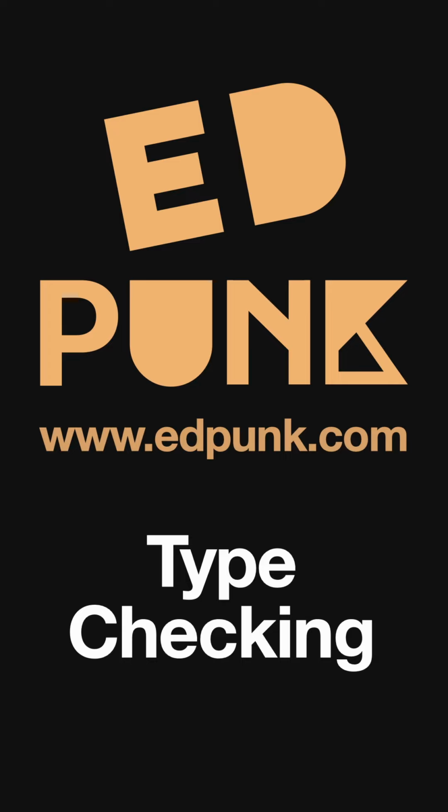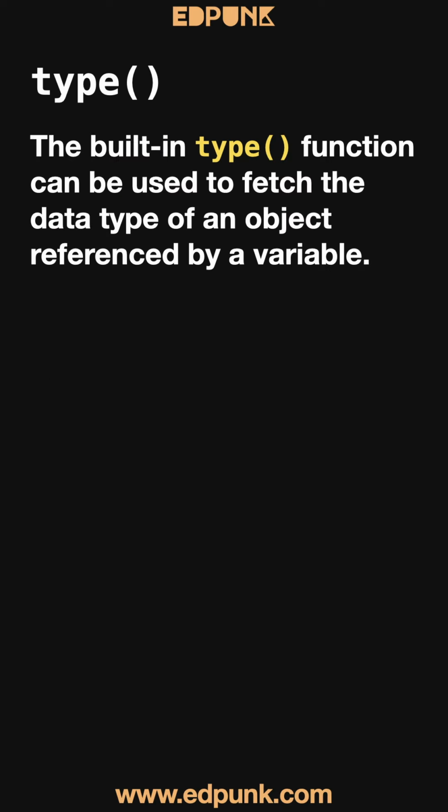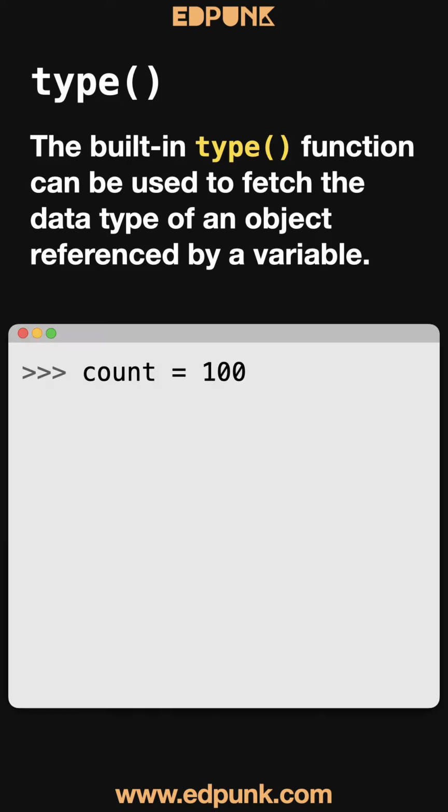Hi friends, in this video, we will learn how to check the data type of an object. The built-in type function can be used to fetch the data type of any object which is referenced by a variable. For example, if we assign 100 to a variable named count, we can get the data type of the object storing the value by simply invoking the type function.